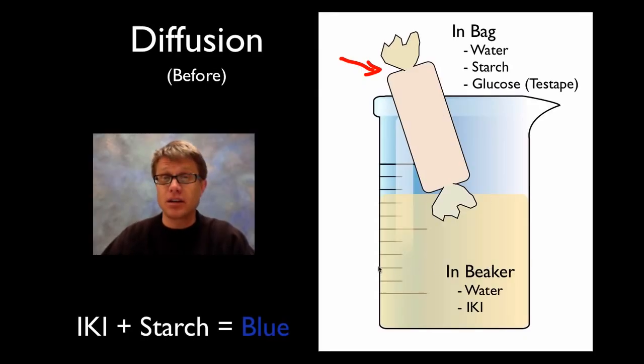Now we're going to let it sit. I do this during class, so we let it sit for about 40 minutes. Before I show you what happens, I should also remind you this. We can test for the presence of glucose using test tape, which almost looks like litmus paper. But to test for the presence of starch, if IKI and starch are ever in the same place at the same time, it's going to turn this bluish color. So let's see what happens.